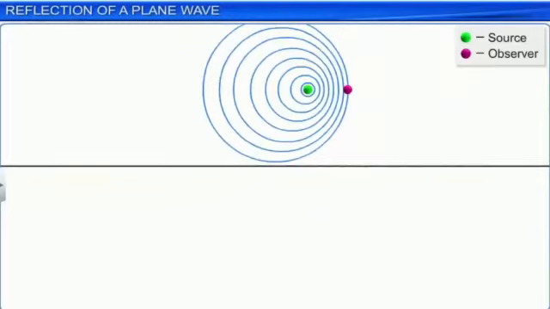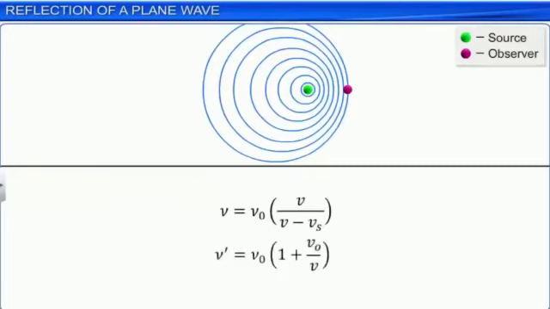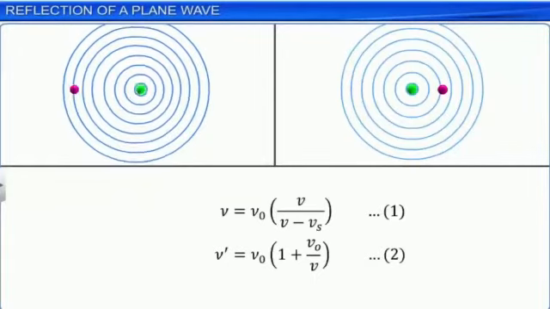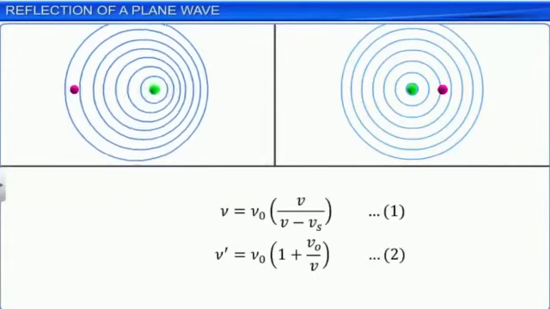Then as per the Doppler effect of sound waves, we have nu is equal to nu naught into v by v minus Vs, and nu dash is equal to nu naught into 1 plus Vo by v. Let them be equations 1 and 2.